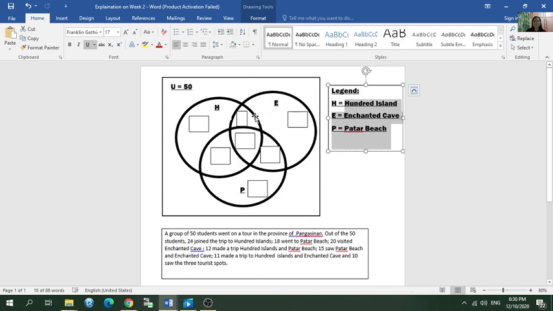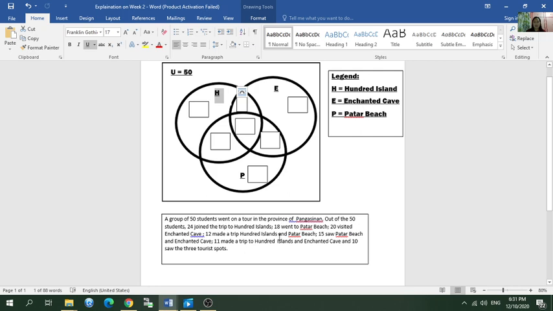Okay? So, paano natin i-label ngayon yung ating sets? Let's say, itong bilog na ito. So, this is set for what? Number of students who visited 100 island. Capital letter H. Usually, kapag ikaw ay mag-label ng set, ginagamitan mo siya ng capital letter, and as much as possible, gamitin mo yung first letter of the word. Okay? We have also E. E represent as set of Enchanted Cave, and P represent as set of Patar Beach.